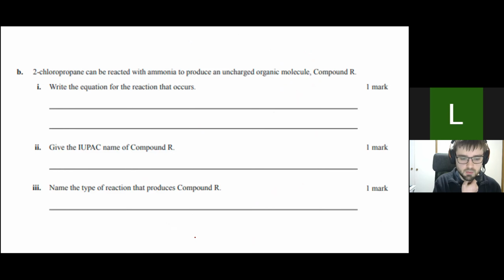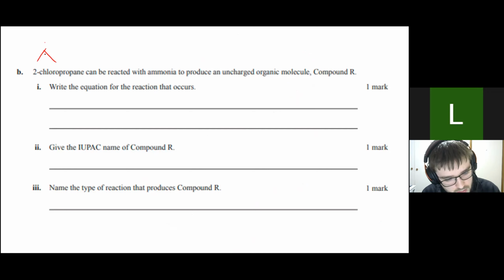Let's keep going. This is one more of a written one here. This one's more along the lines of 11.3 and 11.4. But let's have a look at this. We've got 2-chloropropane. So that looks like this. It can be reacted with ammonia to produce an uncharged organic molecule, compound R. Write the equation for the reaction that occurs.